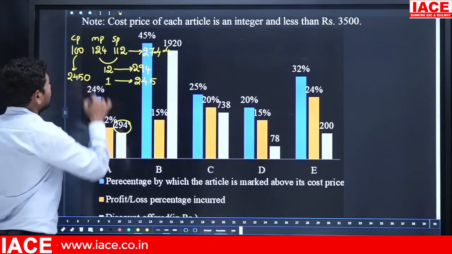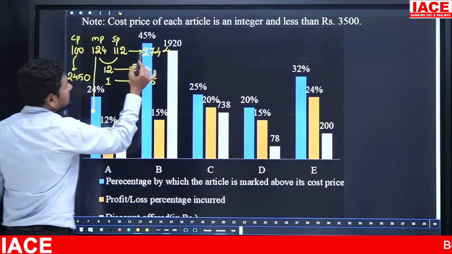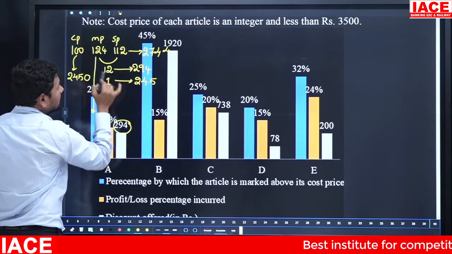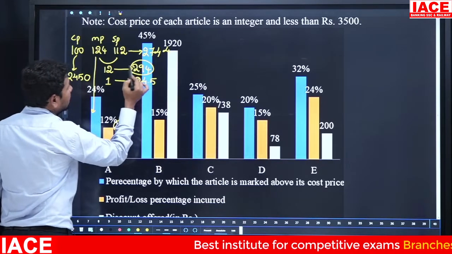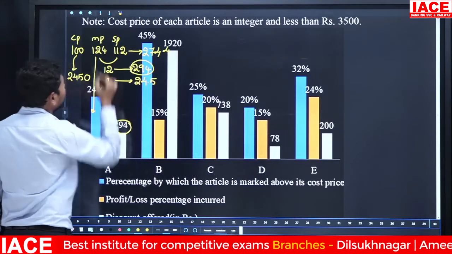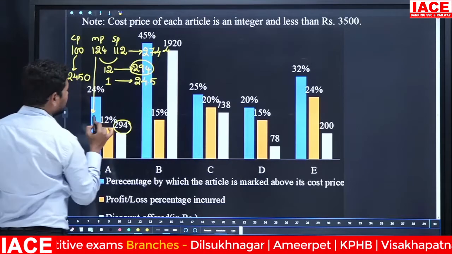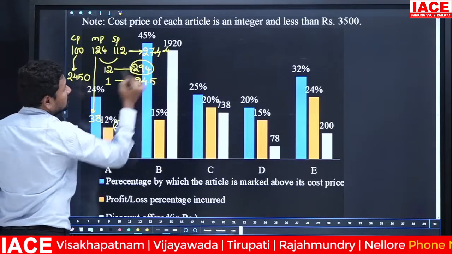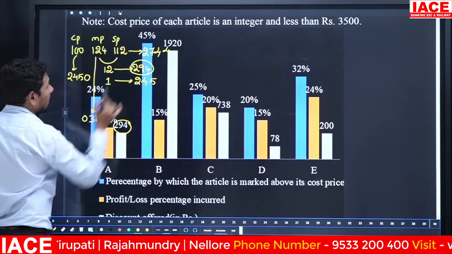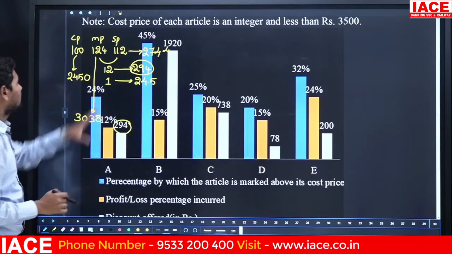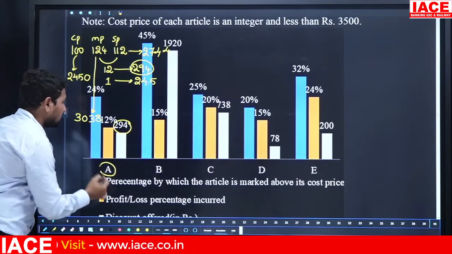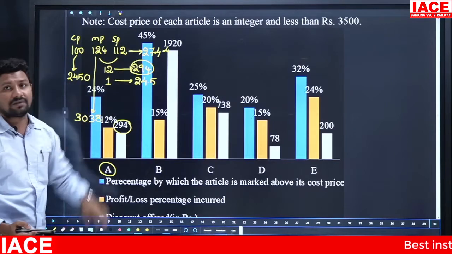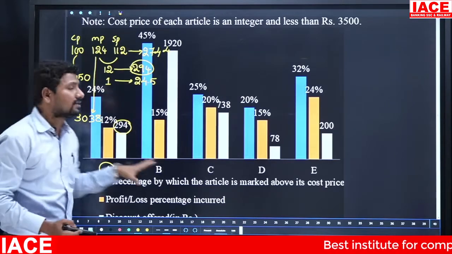To calculate 124 parts, given 112 parts is equal to 2744, the extra is 12 parts, and 12 parts is already 294. Just add 2744 and 294 and you will get the market price. 4 plus 4 is 8, 9 plus 4 is 13, 7 plus 2 is 9, 9 plus 1 is 10, and 2 plus 1 is 3. So for product A, market price is 3038, cost price is 2450, selling price is 2744. Similarly, we have to calculate the remaining ones.